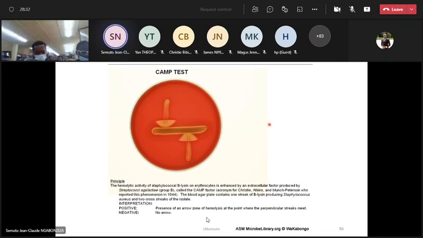We don't know whether it is agalactiae or other streptococci. And when we do this, one streak goes up to or closer.